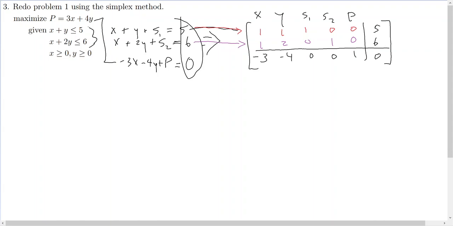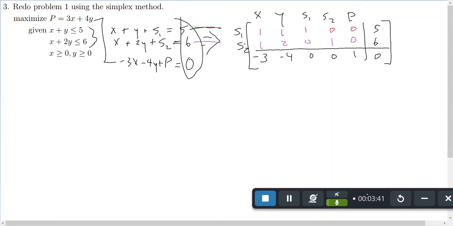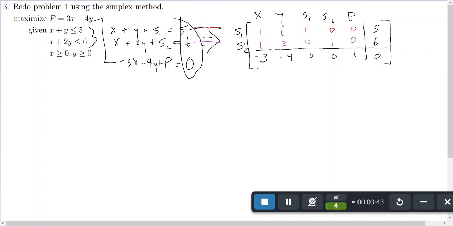Okay, and the final touch is that we need to label our rows. Our rows initially are labeled with the slack variables S1 and S2. Now the row names are going to change. The column names are always going to stay the same as we do our pivot operations. Okay, so how do we do a pivot operation? That's what we need to do. We need to start the first pivot operation.